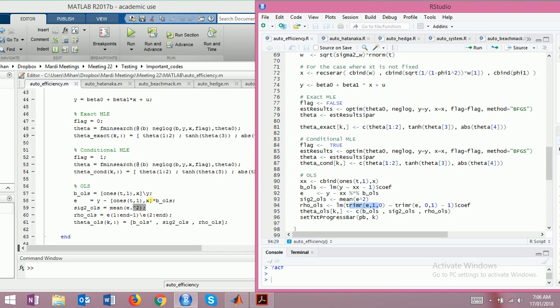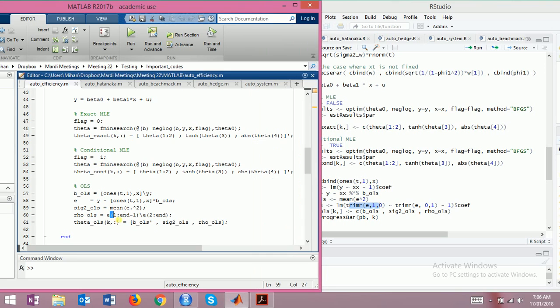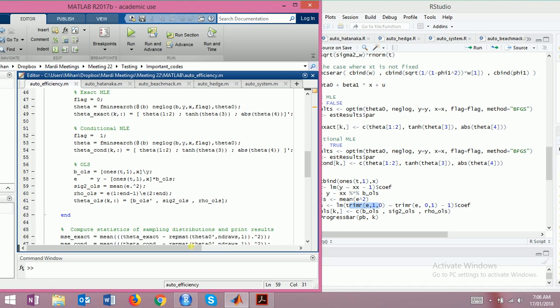So the denominator will go up. Trimmer E0: in the last case we are trimming the first row, here we are trimming the last row. Again we'll store beta hat ls, sigma square ls, rho ls, everything.